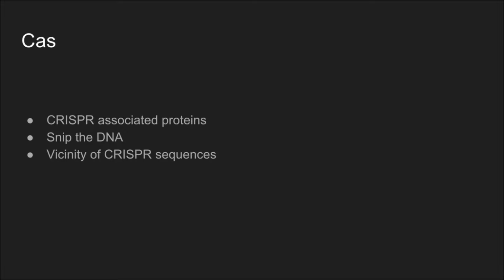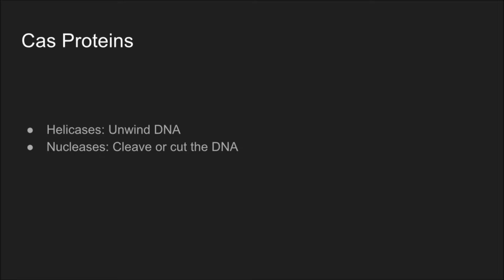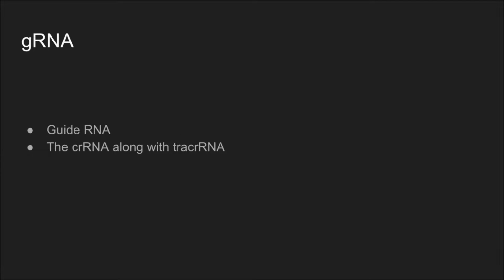CRISPR-associated proteins, or Cas proteins, are used to snip the DNA. The enzymes that encode the Cas are always in the vicinity of the CRISPR sequences. Cas proteins are of two types, helicases and nucleases. The function of helicases is to unwind the DNA. The function of nucleases is to cleave or cut the DNA. Now, we know that Cas is like a molecular scissor.